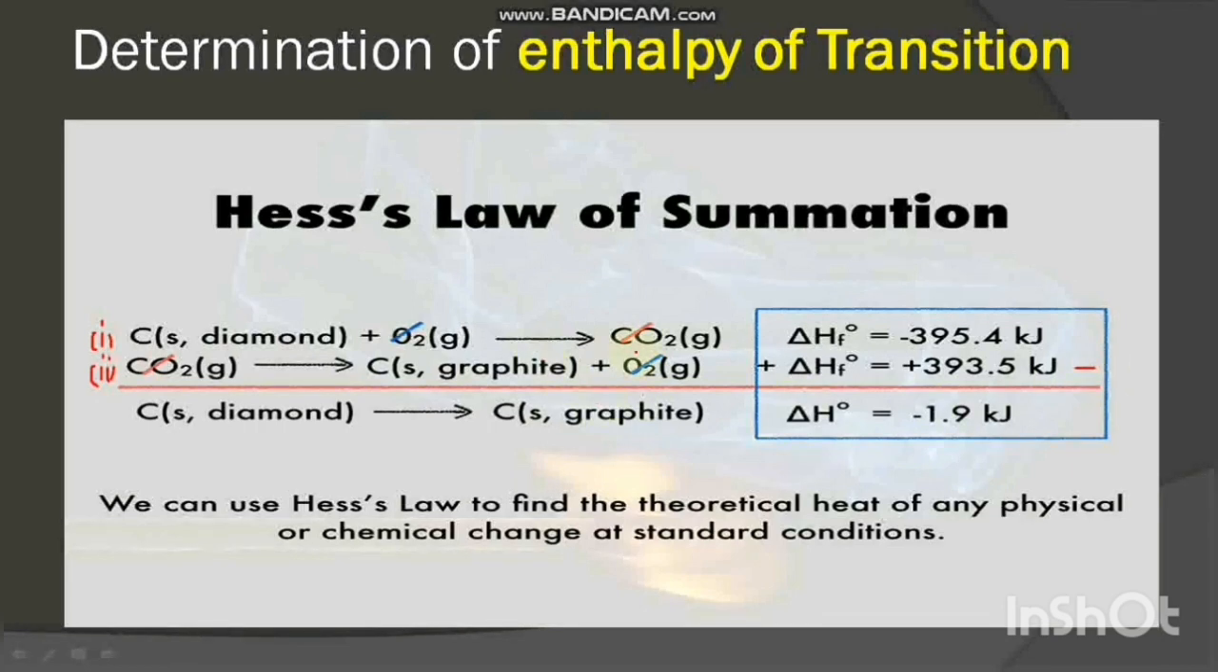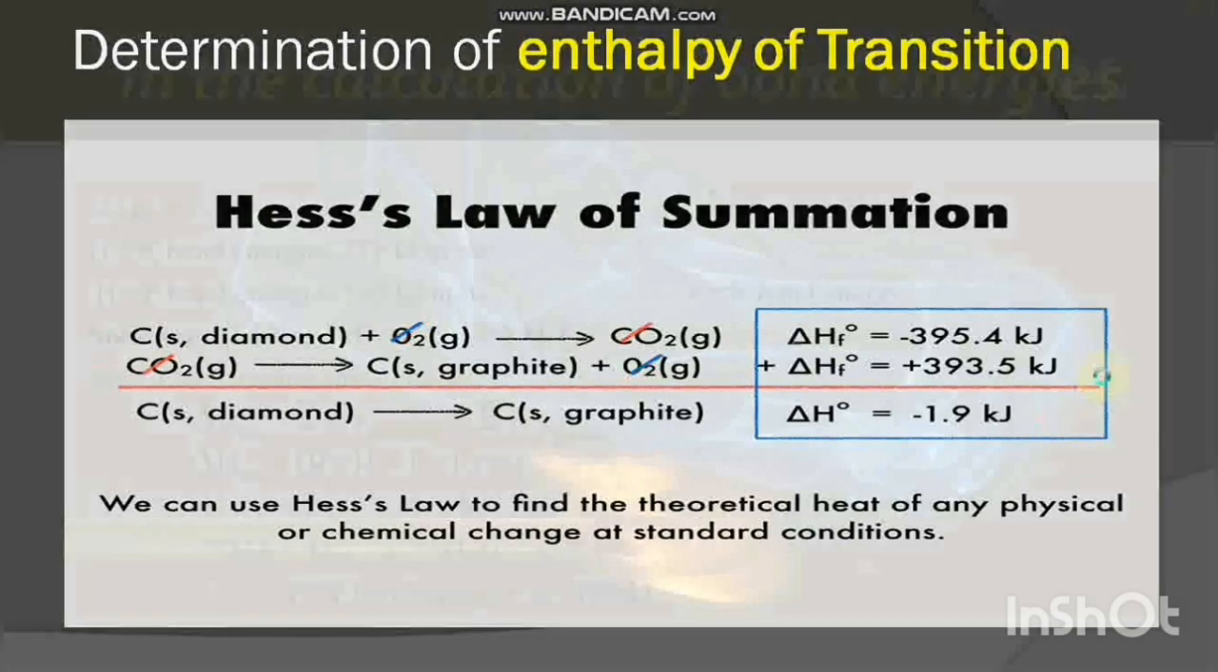From these two equations we want to derive the required equation, so we just add these two equations, so the molecules that are not required in the final equation will cancel out. Oxygen, carbon dioxide cancel out, and when we add the enthalpy values we get the enthalpy of transition of carbon diamond to carbon graphite, which comes out to be minus 1.9 kilojoule per mole.